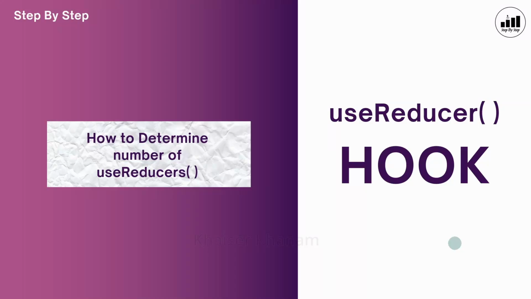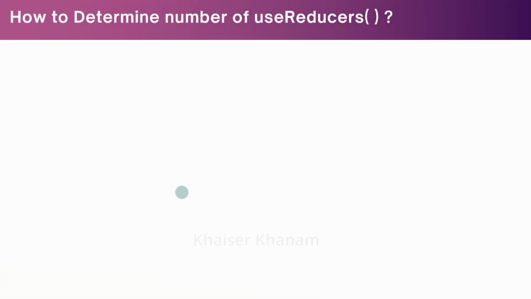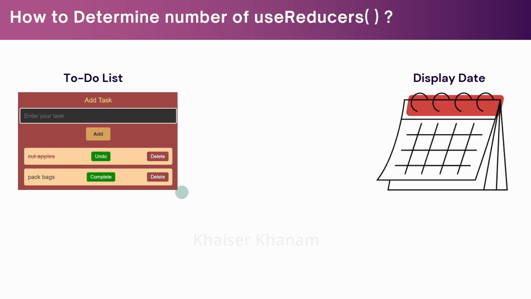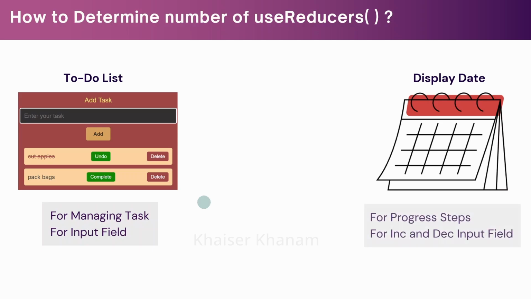Let us now understand how to determine the number of useReducers in our project. If you remember, we created a to-do list app and also one project to display the date. In the to-do list project, we created a reducer for managing the task and also a reducer for the input field. And inside this display date project, we had a progress bar and also increment and decrement input fields.